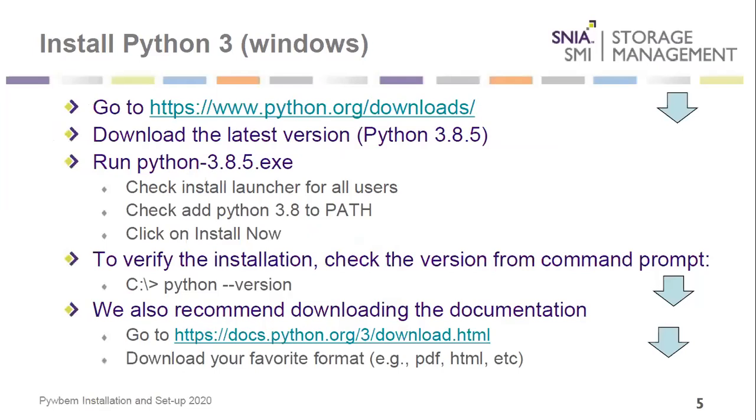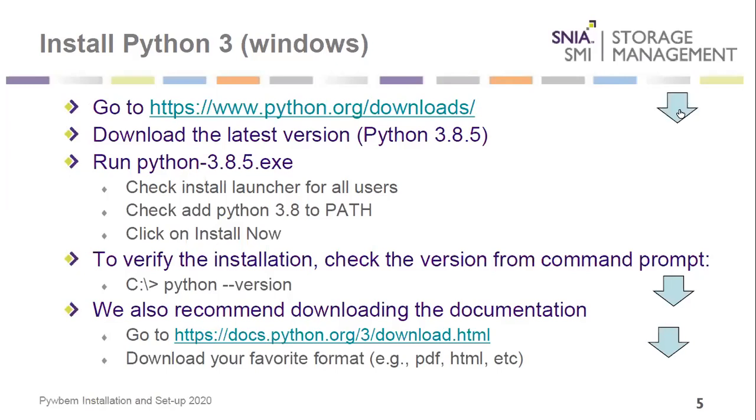So the first thing we're going to do is install Python 3. So you go to https://www.python.org/downloads. You download the latest version of Python 3.8. I've installed Python 3.8.5. There's probably a later version. You run the Python exe, and when you run that exe, they'll ask you to check install launcher for all users, and you want to check that. They'll ask you if you want to add Python 3.8 to the path, and you want to check that. And then you click install now. To verify the installation, check the version from the command prompt by typing in python --version.